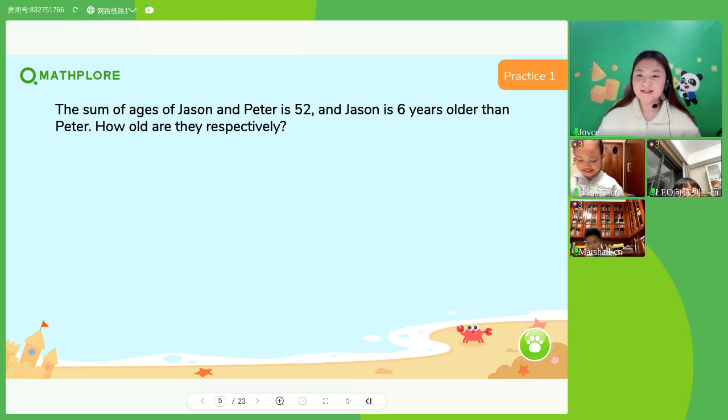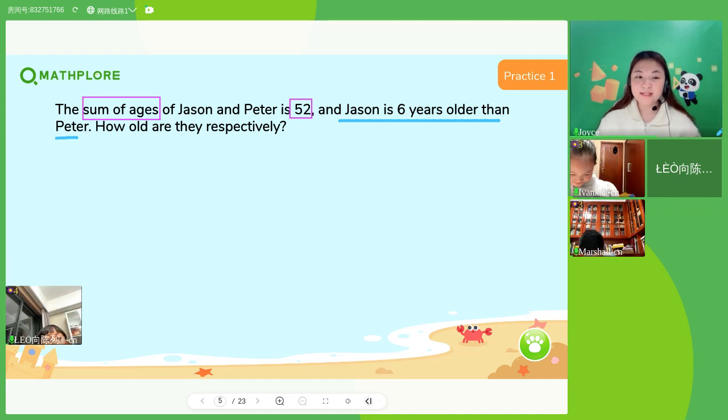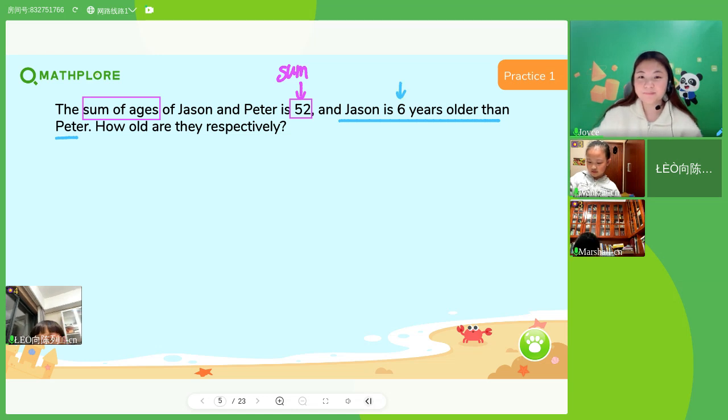So let's read a sentence, and Leo, can you help us read it, please? The sum of ages of Jason and Peter is 52, and Jason is 6 years older than Peter. How old are they respectively? Yes, very good job. So look, Leo, from the sentence, we can see 2 numbers, right? The first number, 52, means the sum, right? And what about the next number, 6? It means the difference. Yes, the age difference between them, right? And also, can you tell me who is older? Jason. Good job.